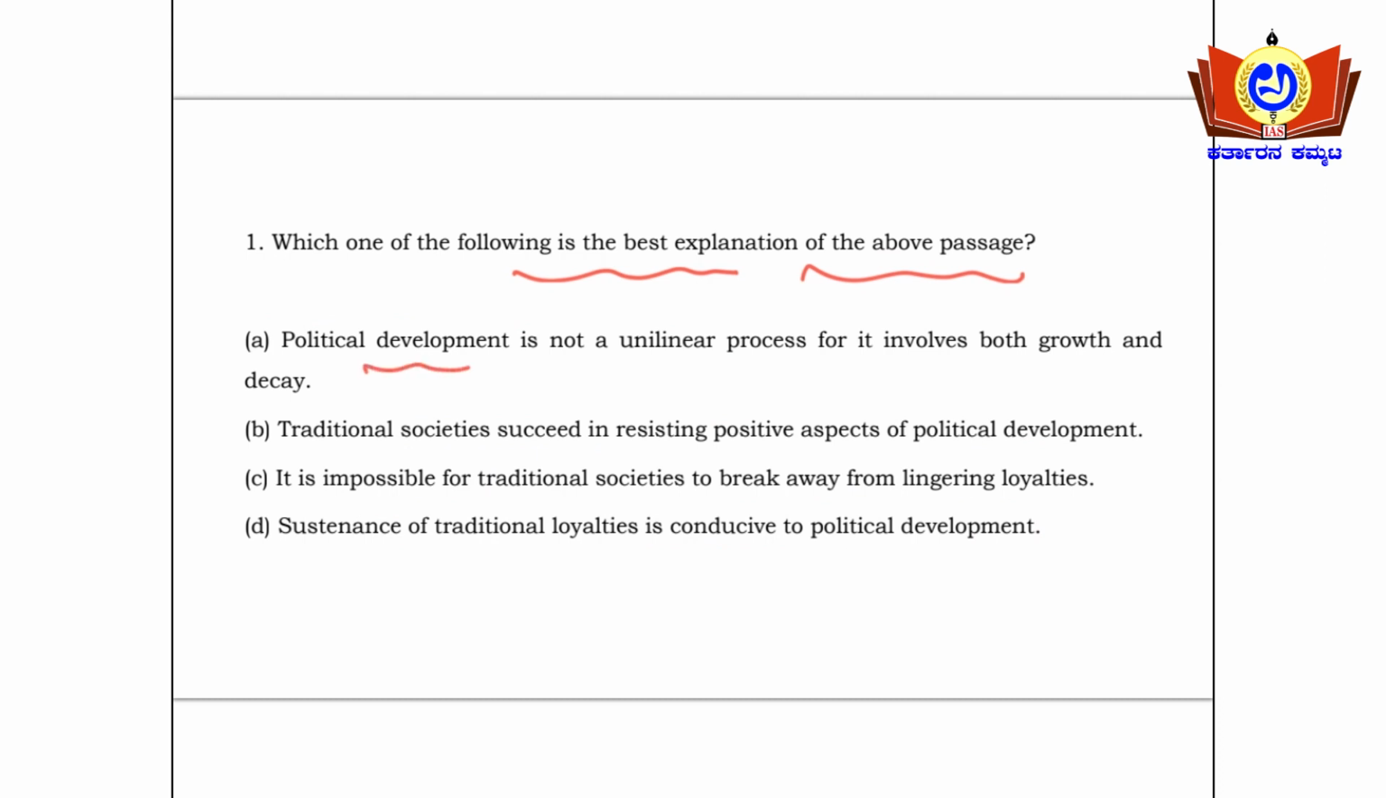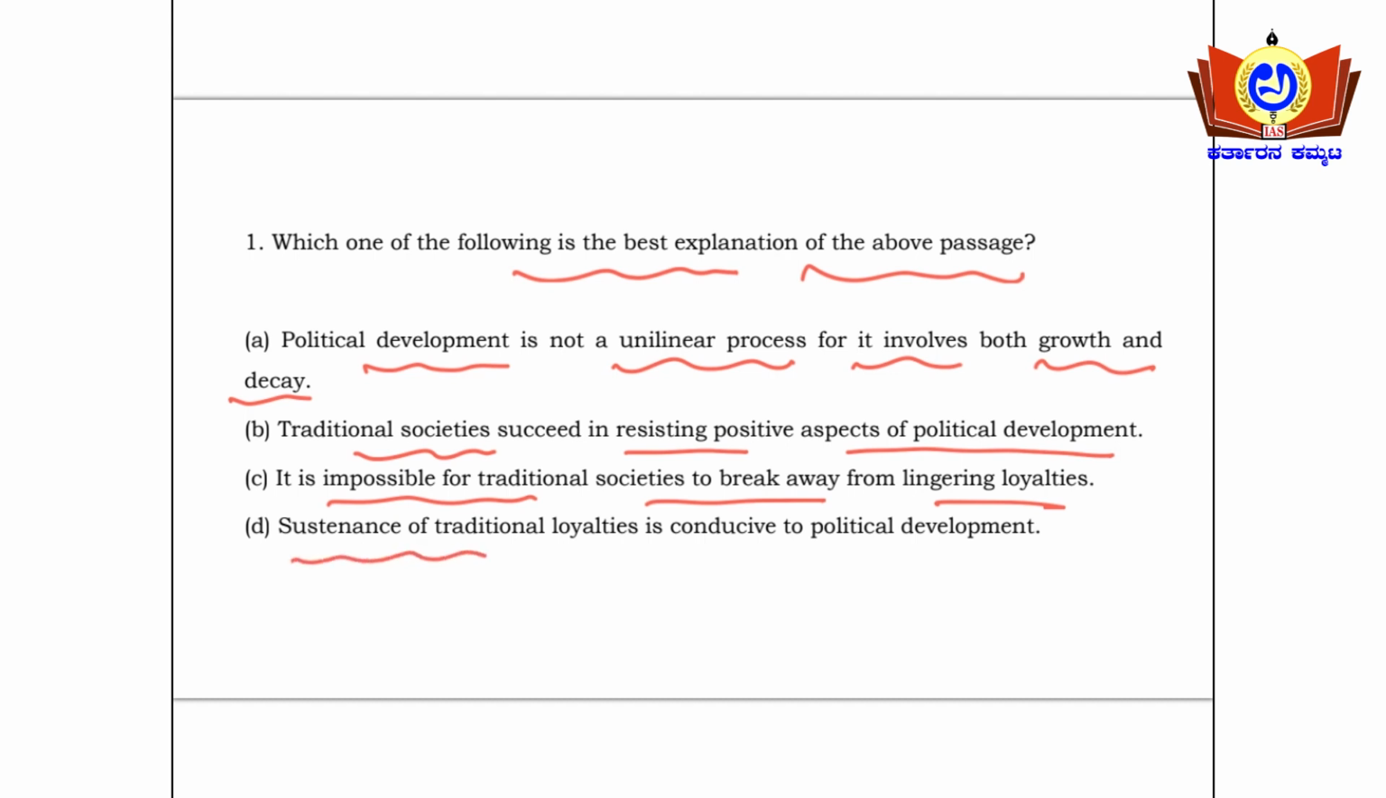Which one of the following is the best explanation to the above passage? Option A, political development is not a unilinear process, for it involves both growth and decay. Option B, traditional societies succeed in resisting positive aspects of political development. Option C, it is impossible for traditional societies to break away from the lingering loyalties. Option D, sustenance of traditional loyalties is conducive to political development.